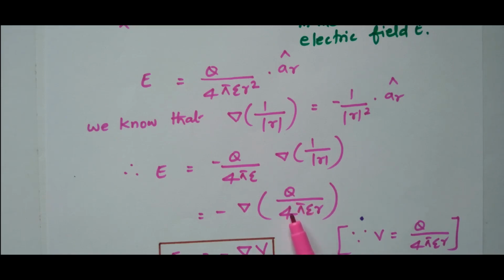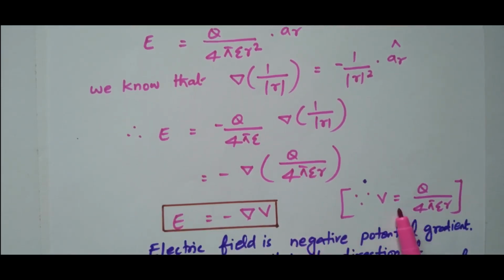What is Q divided by 4 pi epsilon r? That is nothing but the potential V. So now we can replace this with V, so that E equals minus del V. So finally, what did we get? Electric field intensity equals minus del V.